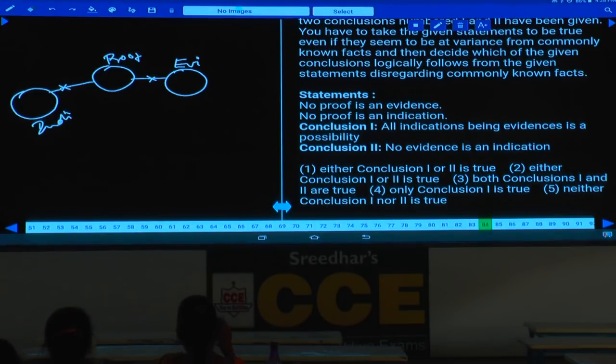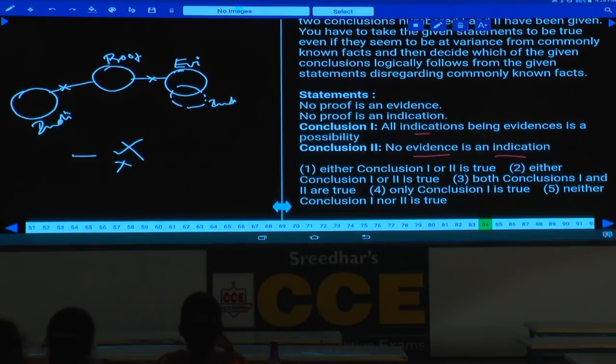No proof is an evidence, no proof is an indication. All indications or evidence is a positive. All indications or evidence means first one is a possibility and the second, no evidence is an indication. No evidence is an indication, as of now it is true. To make this one false, now tell me whether I can draw my indication like this or not. As some indications or evidence is true, no indication is evidence will be false. Alternate diagram proven, previous conclusion will be false.